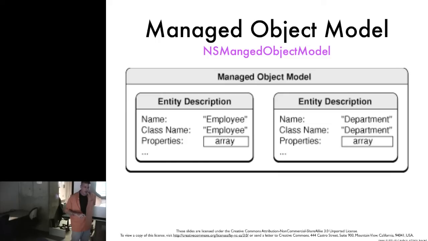This is our entire model. It's two entities. You can think of these as essentially your class, and you'll make instances of your entities. It's got the object model, like you saw just previously. Each one of the entities has got a name. It's got a class name that's directly associated with it, and it's got an array of properties.